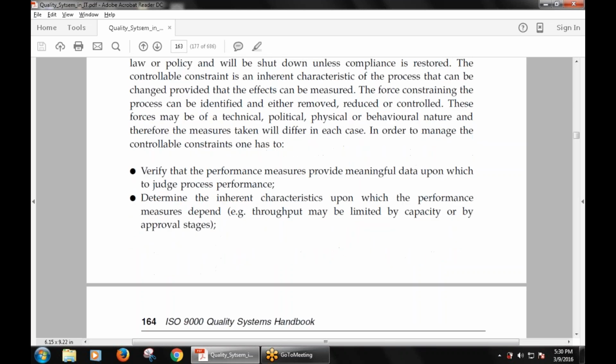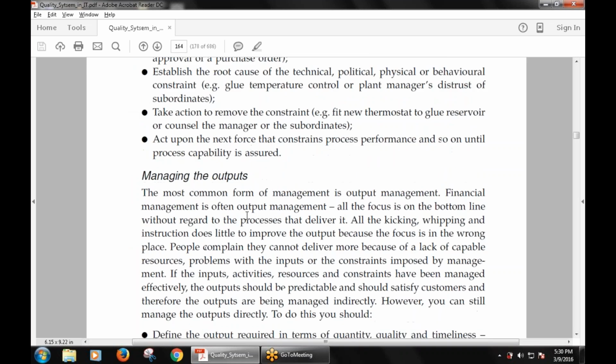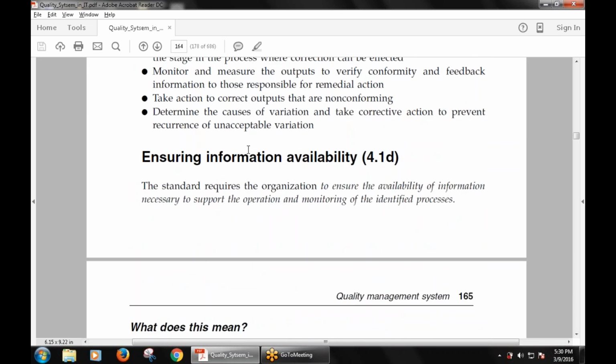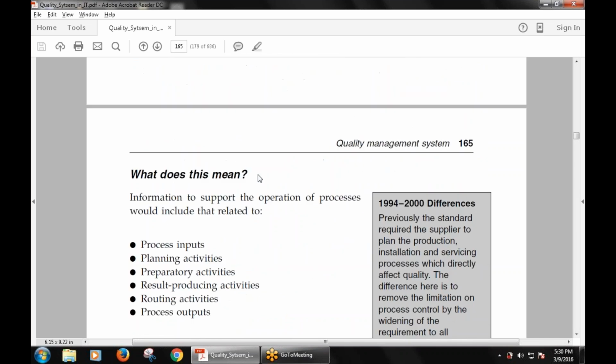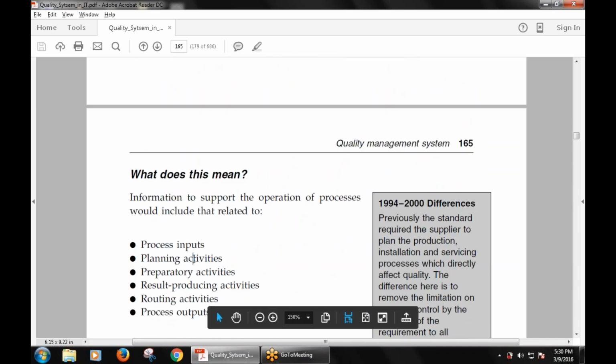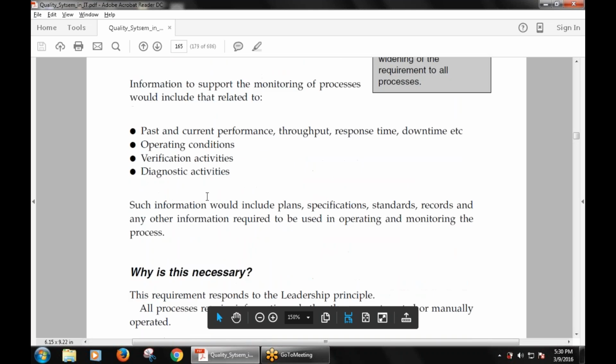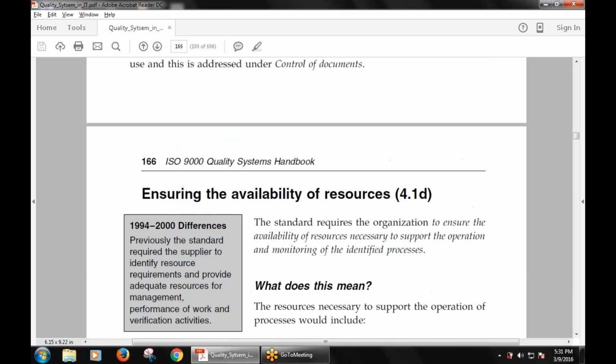Then determine the inherent characteristics upon which the performance measure depends, that is throughput. Then managing the outputs. Then ensuring the information availability, that is how the information will be available. That includes the process input, process planning activities, preparatory activities, result producing activities, routine activities, and the process outputs. And there are three activities, that is operation condition, verification activities, diagnostic activities.